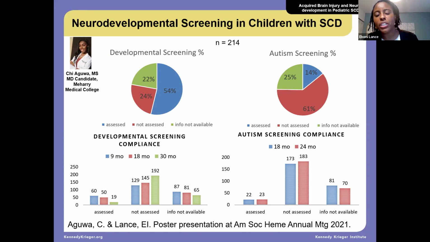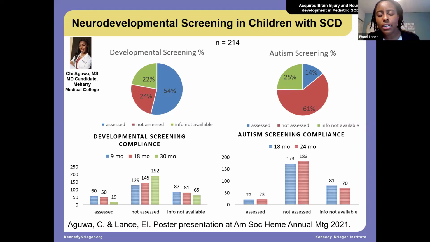Now, interestingly, when we looked at the autism screening, which is supposed to occur at 18 and 24 months, that was not happening in a majority of patients, actually. They were not being assessed with autism. However, when they were being assessed, it was being done with a validated tool. Most commonly, the MCHAT was being used. And that was well documented in the charts. And so it was kind of like an interesting, different look at these two types of screenings.